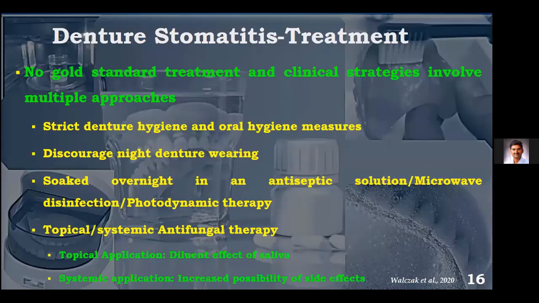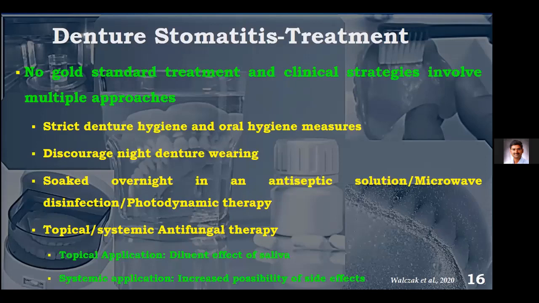So conventionally, denture stomatitis is treated on multiple fronts, including advising the patient to follow strict denture hygiene as well as oral hygiene, and discouraging the patients from wearing the dentures during the night. And a variety of methods have been mooted to do the disinfection or cleansing of the denture by using a variety of chemical denture cleansers. And recently, some new methods have been found to be suitable for denture disinfection, such as microwave disinfection or photodynamic therapy to inactivate the microorganisms.